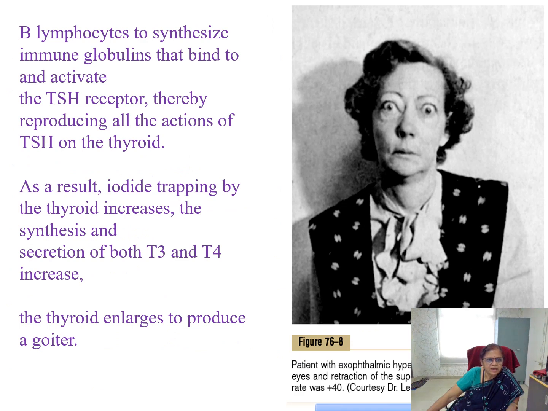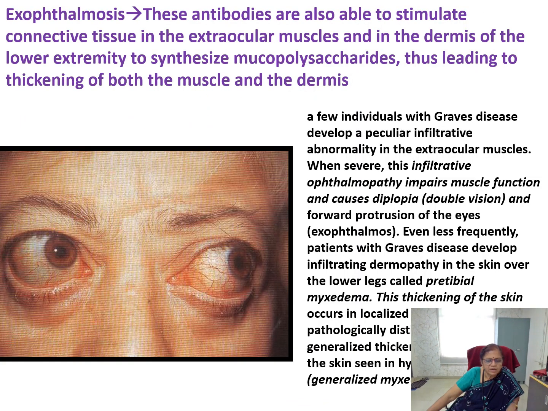Okay. And this is the condition of hyperthyroidism. So what is hyperthyroidism? It is nothing but a condition with the excessive production of thyroid hormones, leading to a hyperthyroid condition. A common one, which is an autoimmune disease, is Graves' disease.